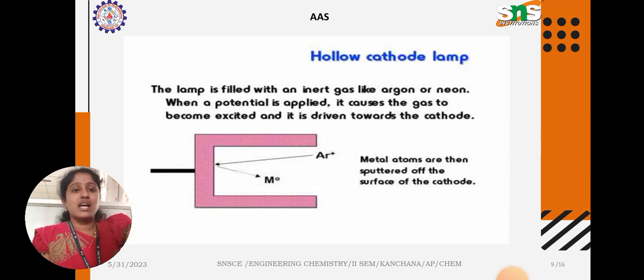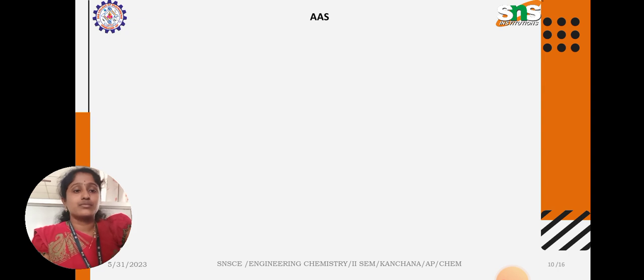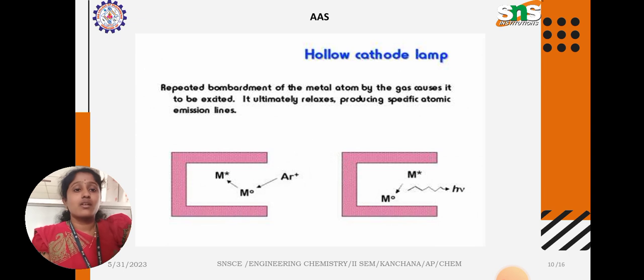Hollow cathode lamp. The lamp is filled with an inert gas, argon or neon. When a potential is applied, it causes the gas to become excited and it is driven towards the cathode. Metal atoms are then sputtered off the surface of the cathode. Repeated bombardment of the metal atoms by the gas causes them to be excited. It ultimately relaxes, providing specific atomic emission lines.